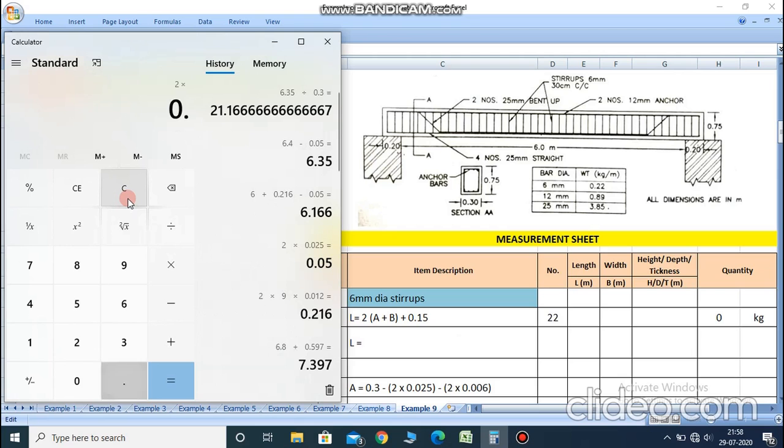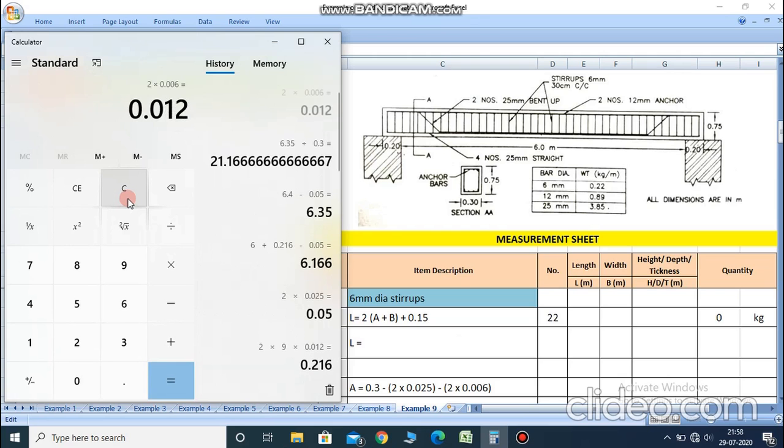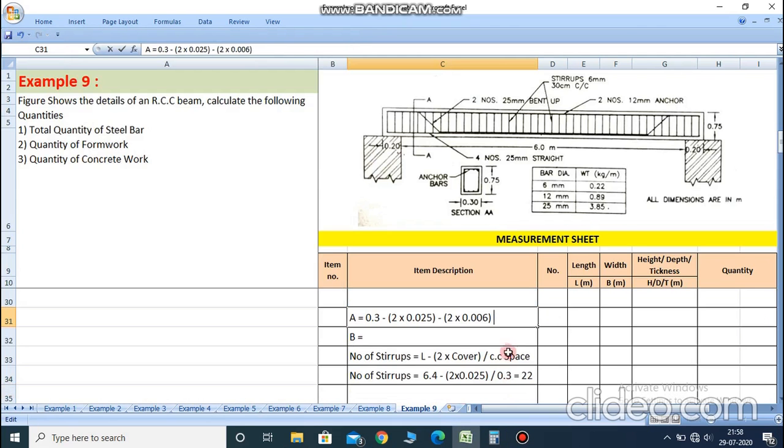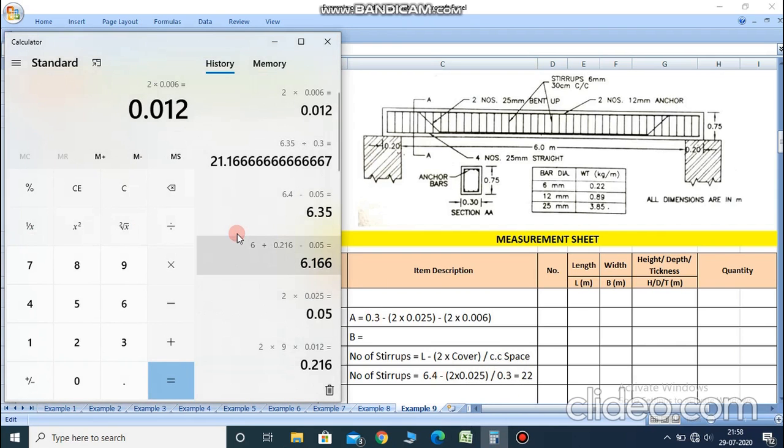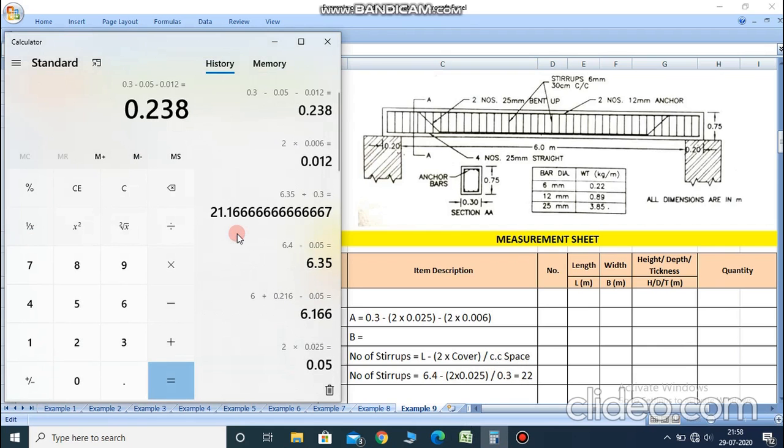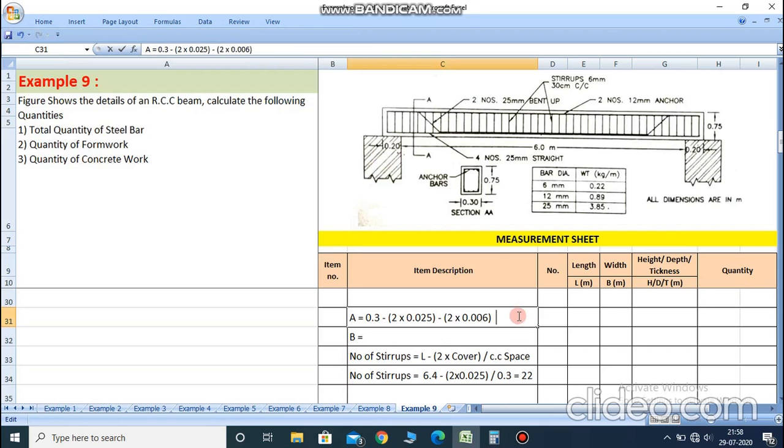So we got the answer: 2 multiplied by 0.006, so it's 0.012. So A is equal to 0.3 minus 0.05 minus 0.012. So 0.238. We take 0.238, it's the answer for value A.